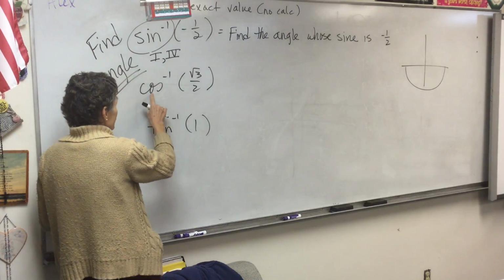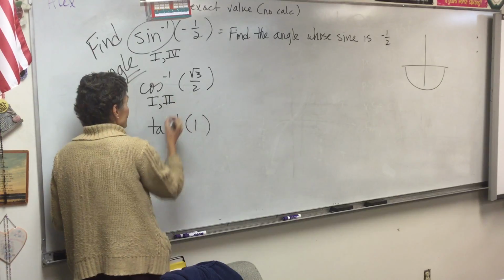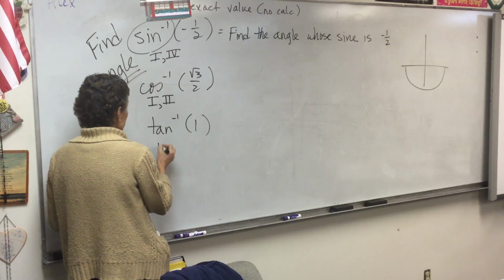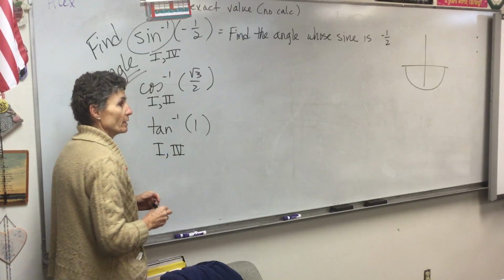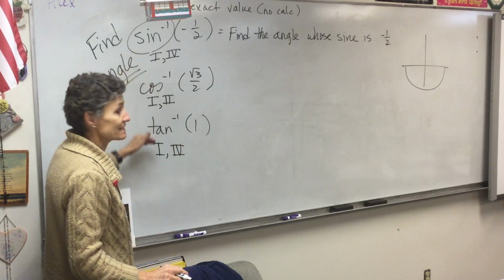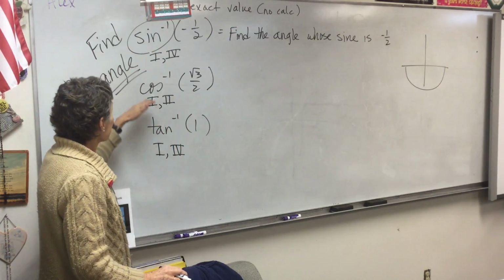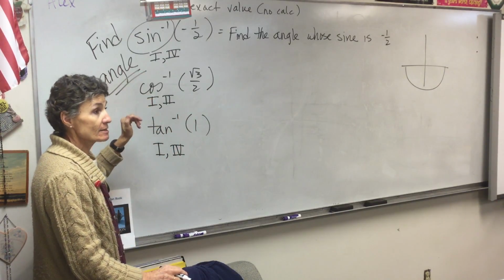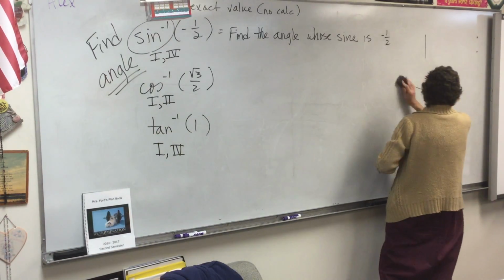If you have an inverse cosine, you may only look in quadrants 1 and 2. And if you have an inverse tangent, you may only look in quadrants 1 and 4. So sine and tangent are 1 and 4, and cosine is 1 and 2. So this picture doesn't work now.